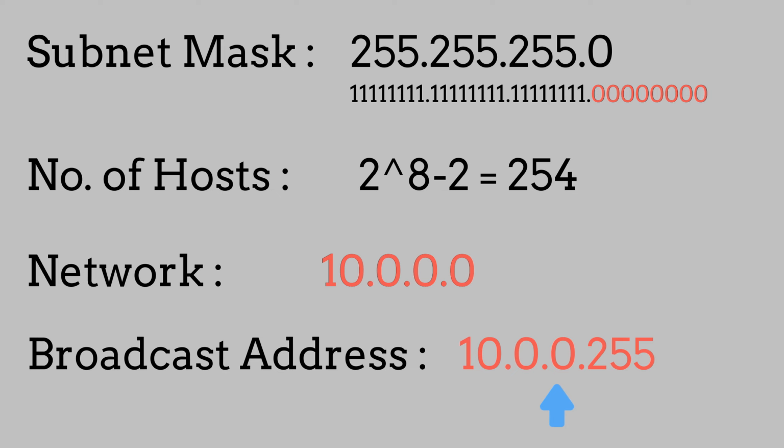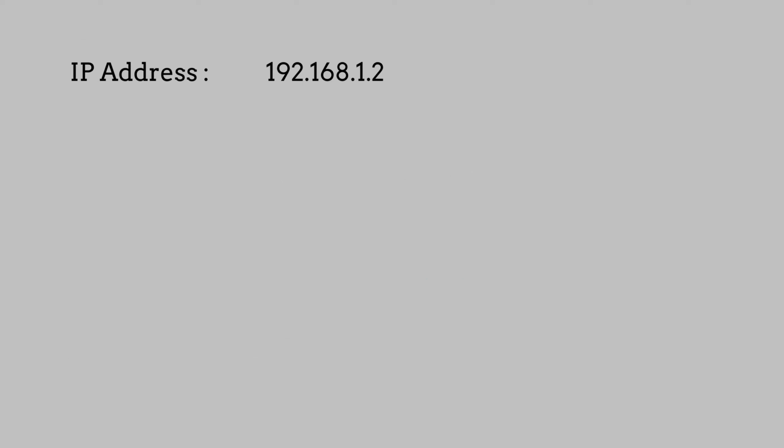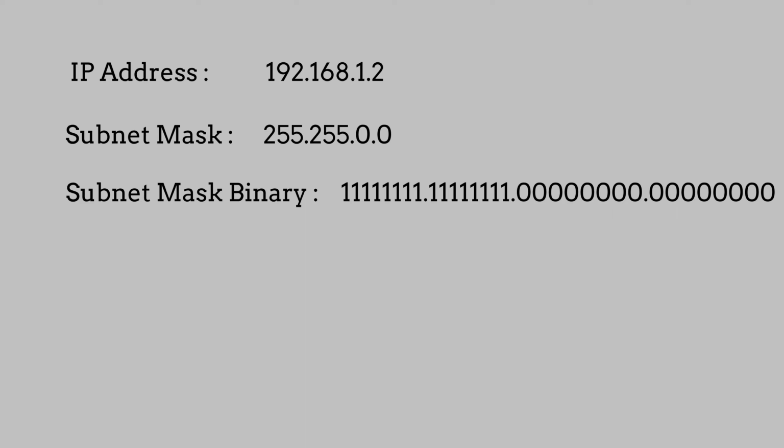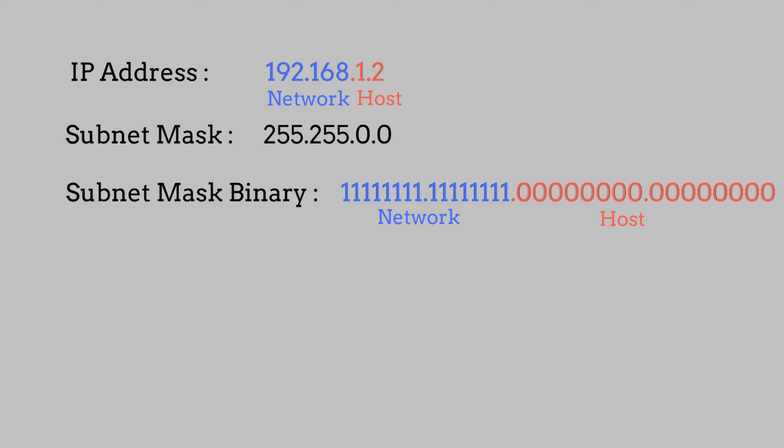Let's examine another example, where the IP address is 192.168.1.2, and the subnet mask is 255.255.0.0. In this case, the subnet mask indicates that 192.168 is the network portion and .1.2 is the host portion. Since the binary representation of this subnet mask contains 16 zeros, we can calculate the number of possible hosts in this network. As we discussed earlier, we use the formula 2 to the power of n minus 2 to do this, where n is the number of zeros in the subnet mask.